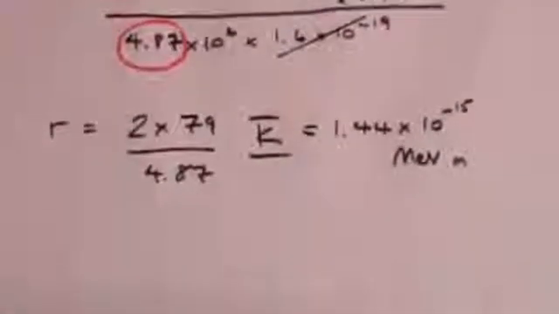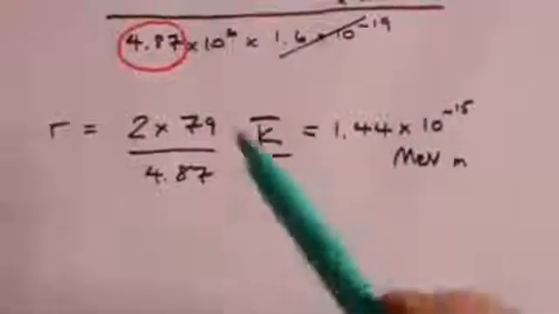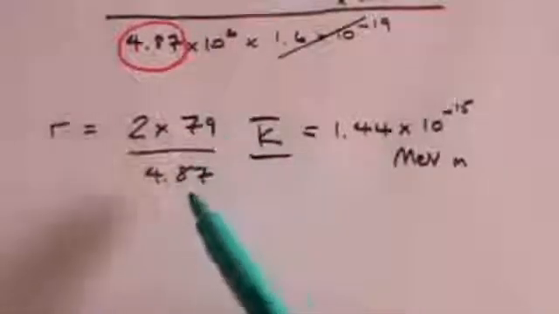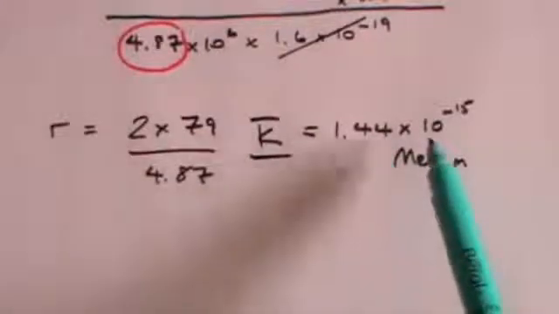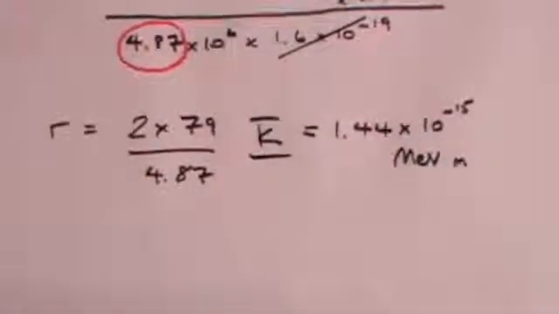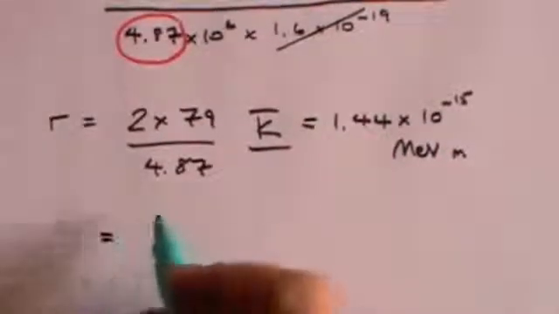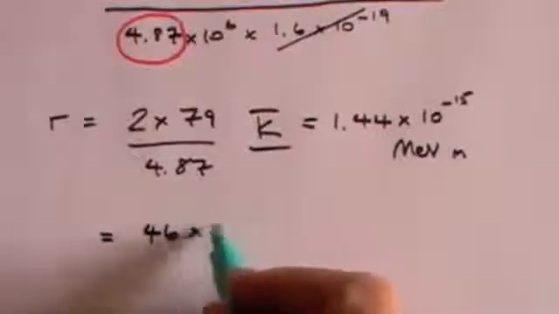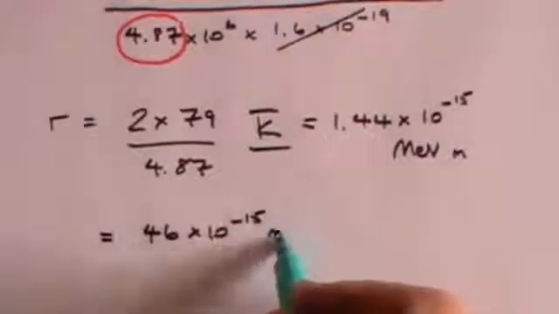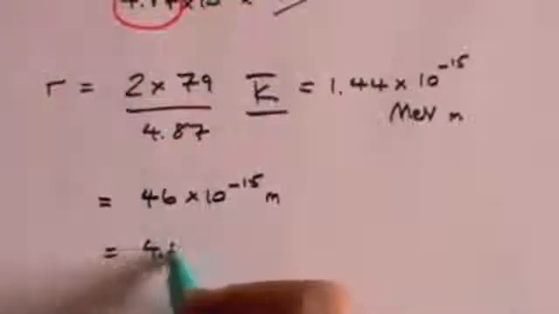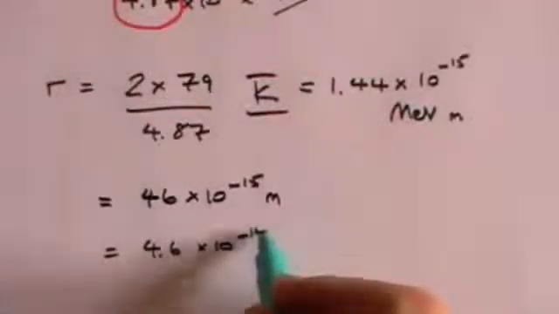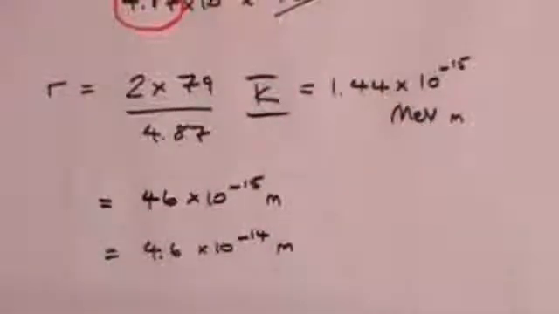So now we can do the full calculation. We simply say 2 times 79 divided by 4.87 times 1.44 times 10 to the minus 15. And that comes to 46 times 10 to the minus 15 meters. Or, if you prefer, 4.6 times 10 to the minus 14 meters.